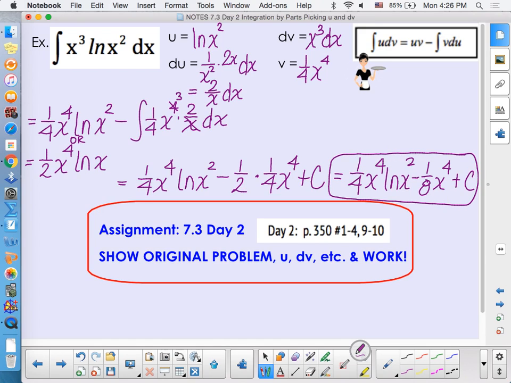So on your assignment tonight, you've got day 2, which comes from the book. The book is not on the online site that you've used in the past, but 7.3 is a scanned section sitting in classrooms. And you have page 350, 1-4, 9 through 10. Make sure you show the original problem, all your substitutions, and your work to simplify.